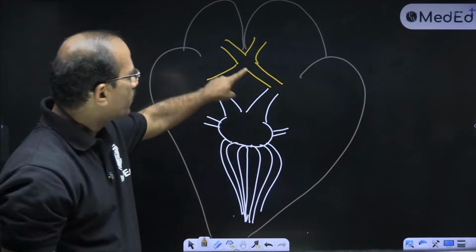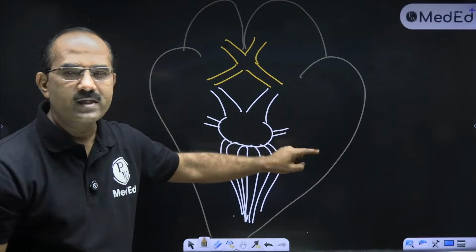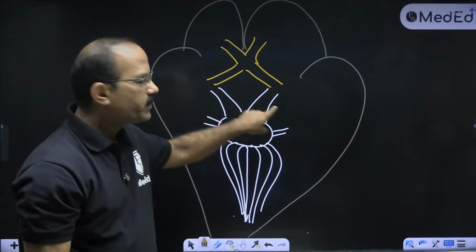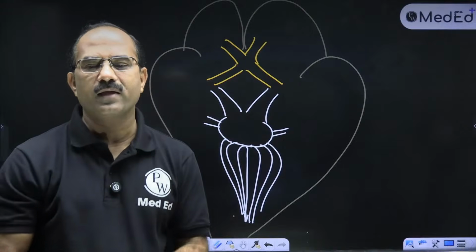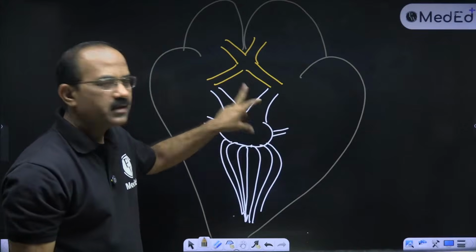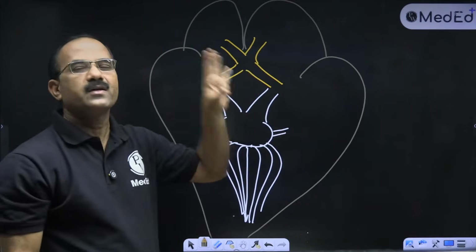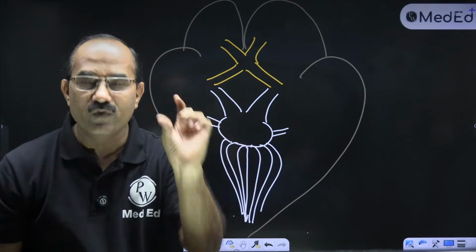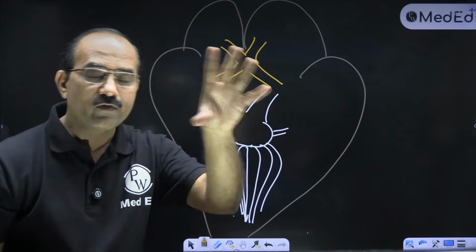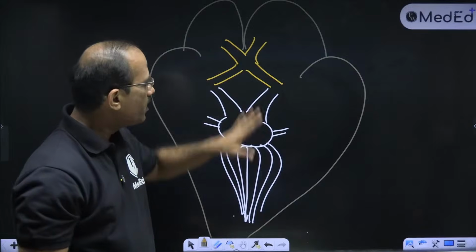Interpeduncular fossa. What are the boundaries of interpeduncular fossa? Anterolaterally is the optic tract. Posterolaterally is the crus cerebri. This area is known as the interpeduncular fossa. You get a short note on interpeduncular fossa. You get contents of interpeduncular fossa. So these are the boundaries.